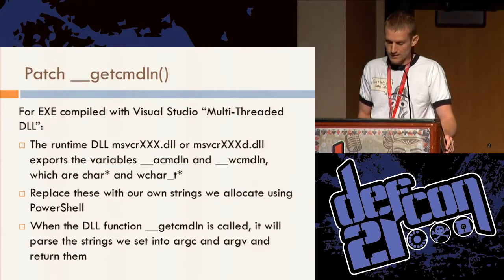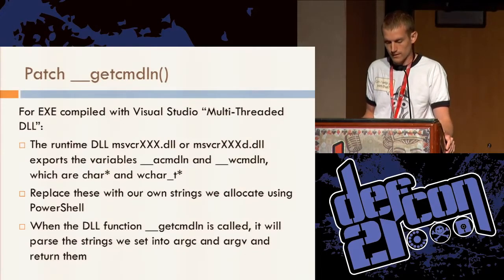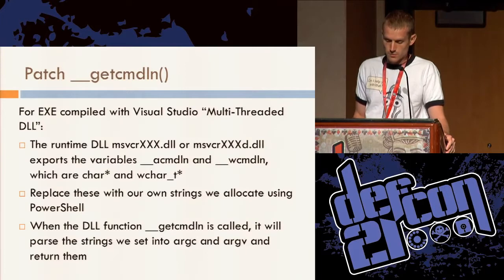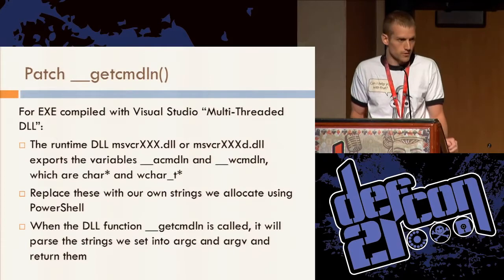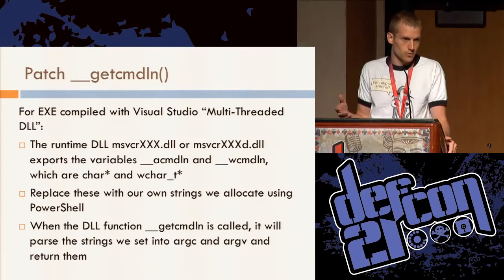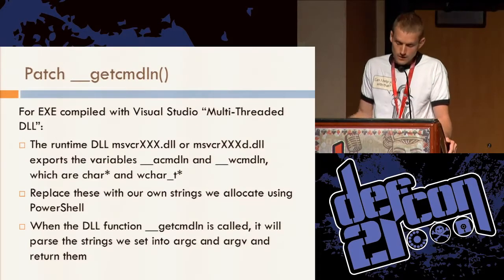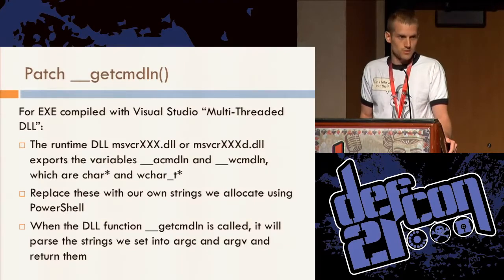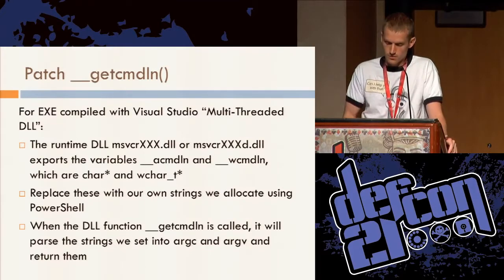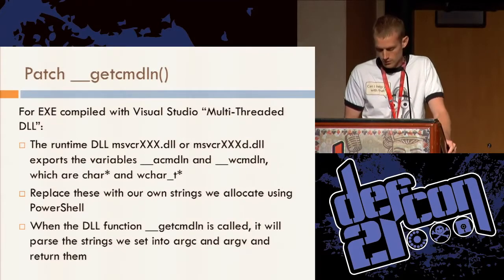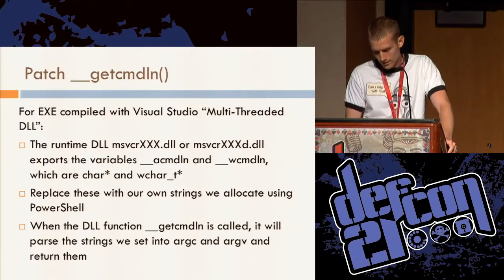But what I found is that the DLL that this function is exported from also exports two variables, A command line and W command line. And these variables are just string pointers. So if you overwrite these variables and then call the get command line function, it'll parse the variables that you just overwrote. That's an even easier solution than the previous one, because you just replace those string pointers with pointers to strings that you allocate.